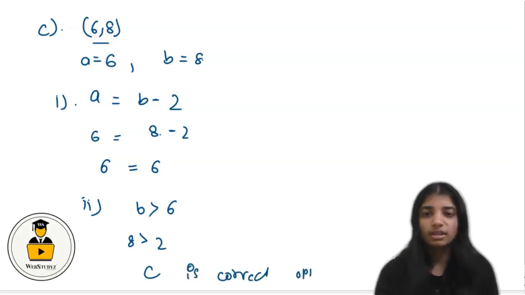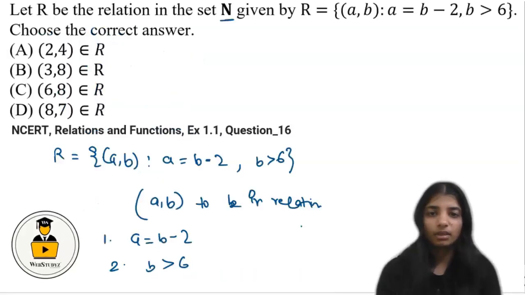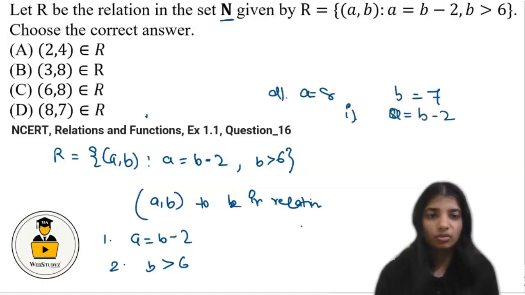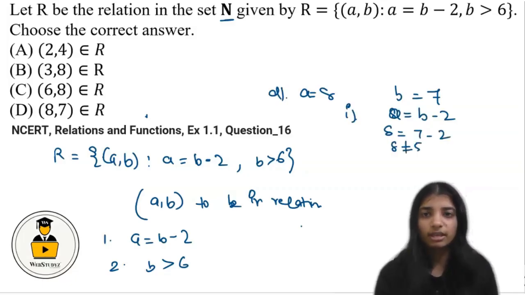We can also discuss option D, but we got the correct answer here. In option D, the value of a is 8 and that of b is 7. The first condition is that a = b - 2. So a is 8, and 7 - 2 is 5. 8 is not equal to 5. So this is also incorrect. So the correct option is option C, which is (6, 8) belongs to R.